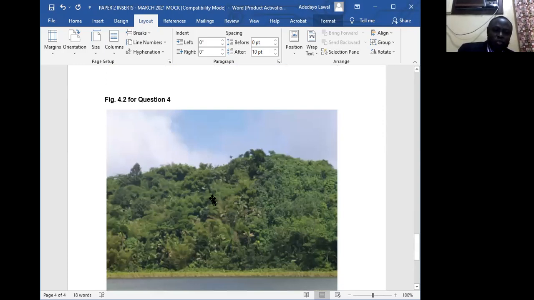There is emergent, canopy, understory. There's water in the background, which helps. So rainfall is much here.